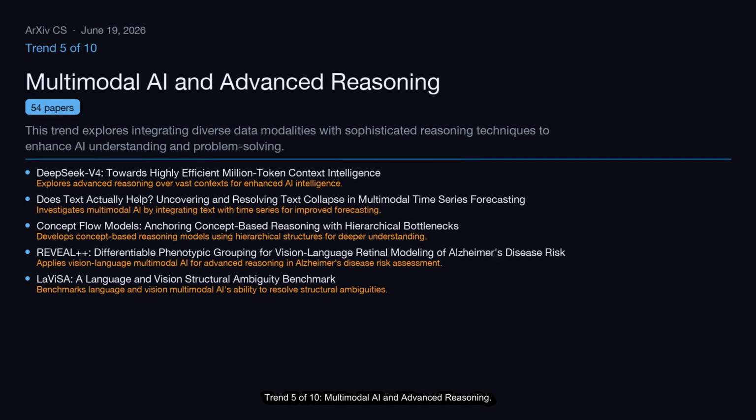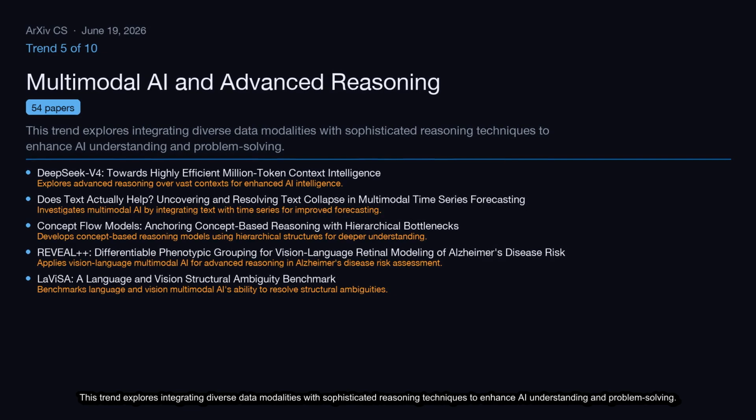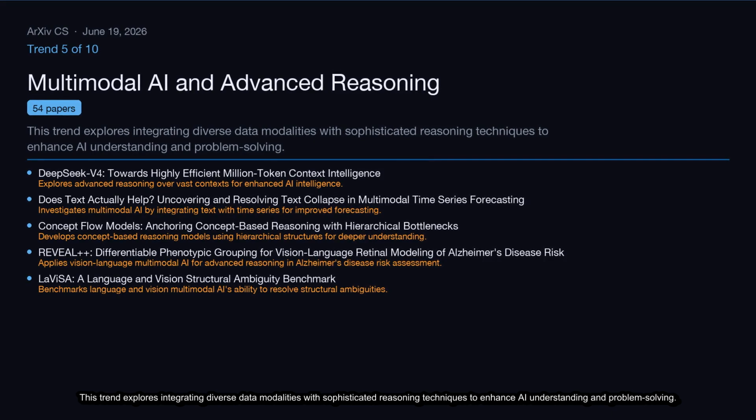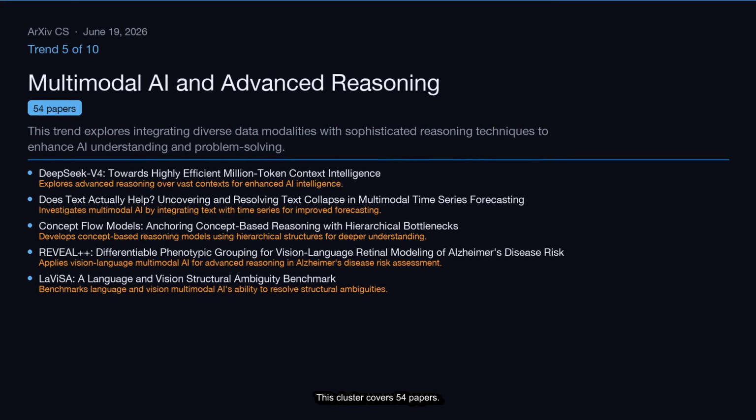Trend 5 of 10. Multimodal AI and advanced reasoning. This trend explores integrating diverse data modalities with sophisticated reasoning techniques, to enhance AI understanding and problem-solving. This cluster covers 54 papers.